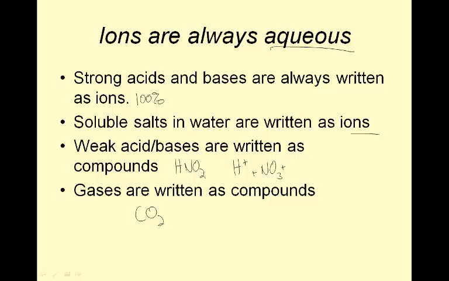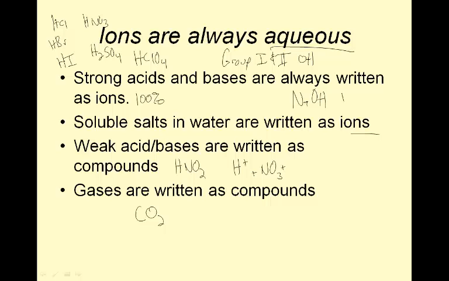You do need to know your strong acids. They are HCl, HBr, HI, HNO3, H2SO4, and HClO4. And the strong bases are group 1 and 2 hydroxides. Okay, so for example, NaOH is strong because it's in the first group. Fe(OH)2 is weak.